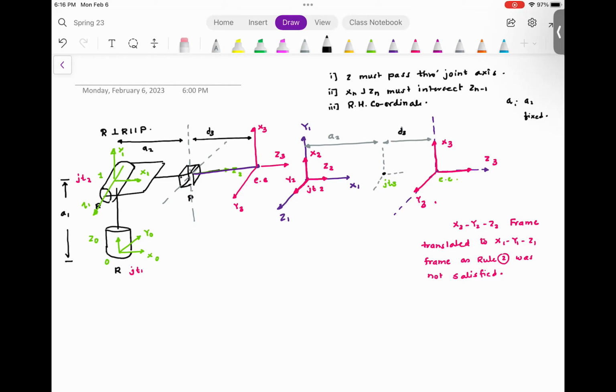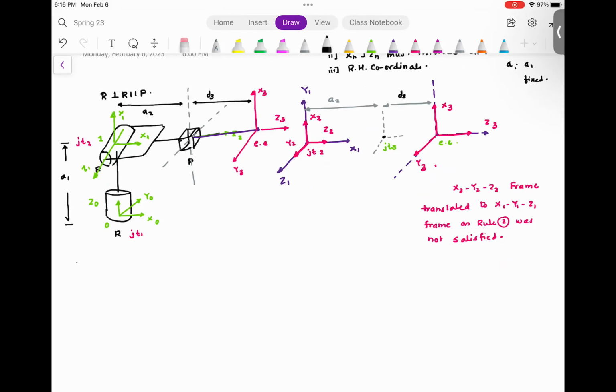But since when we constructed the frame here, it was violating the rules, we translated the frame over here. And this is the end effector. Now we have to go through the same process of defining 0R1. Since the rotations are about Z, this is theta 1, theta 2, and I have D3.